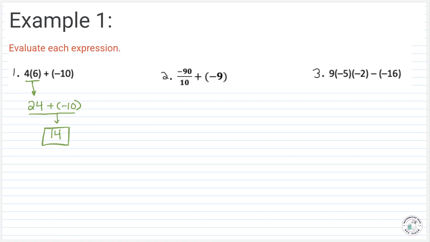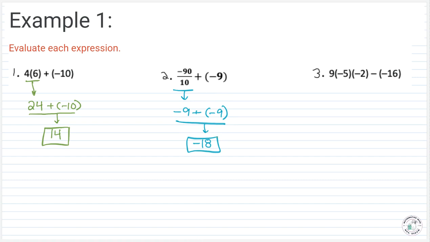Now for the second example, negative 90 divided by 10 plus negative 9. So yes, this might look like a fraction, but again, that is just indicating you're dividing those two. So negative 90 divided by 10 would have to be our first step. That is going to be a negative 9. Then we still have this plus negative 9 hanging out, and now that's our final step.